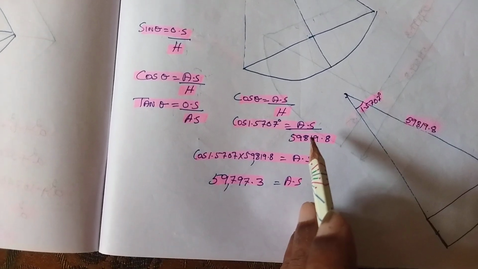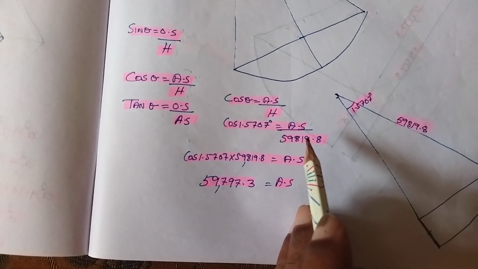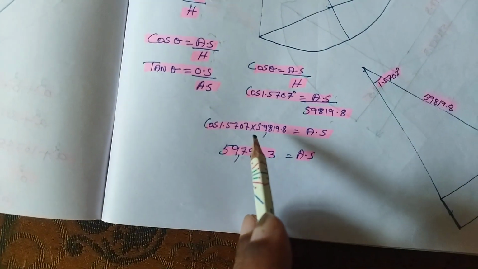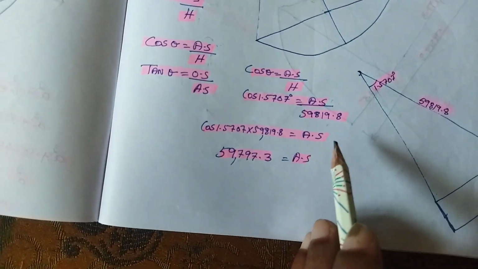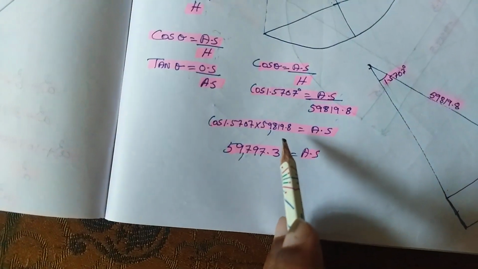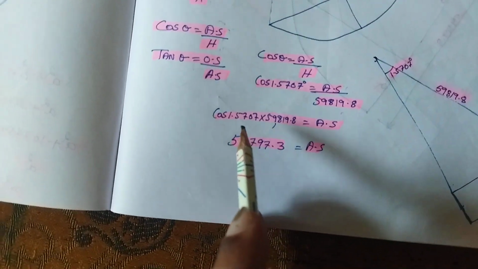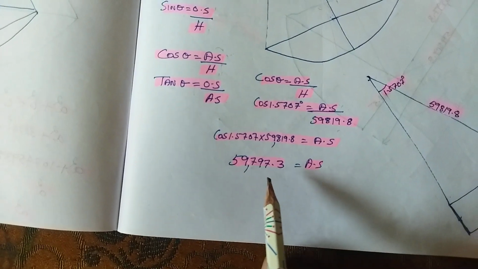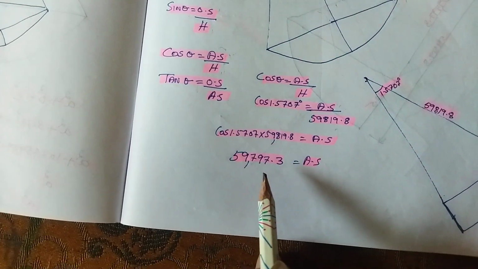If it is divided on this side, when it is taken to the left side, it will be multiplied. Multiplication has happened. So the adjacent side is cos 1.5707 into 59,819.8. Just do the calculation in your calculator, then you will get 59,797.3.